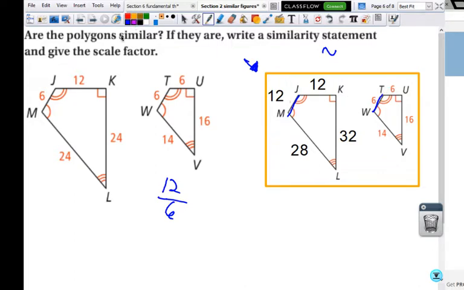Lark, give me another one. 12 over 6. Yep, another 12 over 6 again. Just happen to be the same. Totally. All right. Tiana, give me another one.